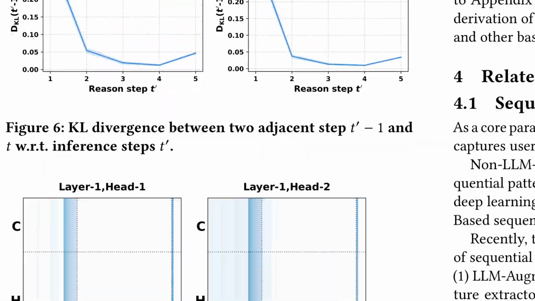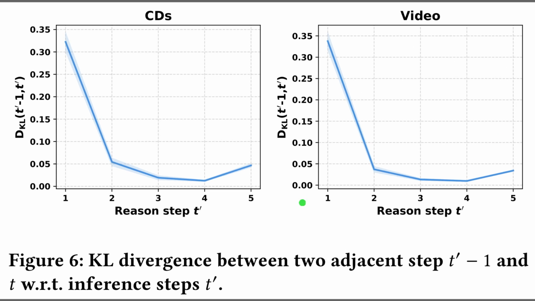So, while Table 4 confirmed that the components are necessary, Figure 6 reveals the actual dynamics of the reasoning process on the CDs and video datasets. These charts plot the KL divergence, which measures how much the model's prediction changes from one step to the next. You can see a sharp drop immediately after the first step, meaning the model converges on a stable answer very quickly. By step 3, the line flattens out near 0. However, notice the slight uptick at step 5. This hints that reasoning for too long can actually reintroduce instability, which justifies the use of adaptive stopping to terminate the process at the perfect moment.